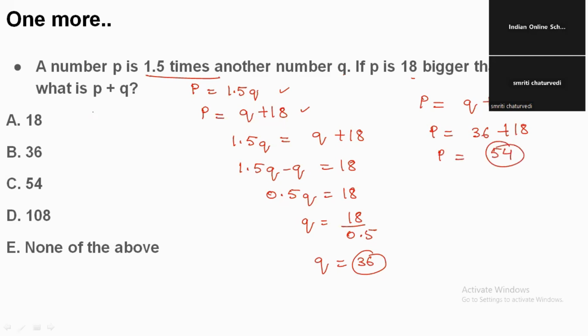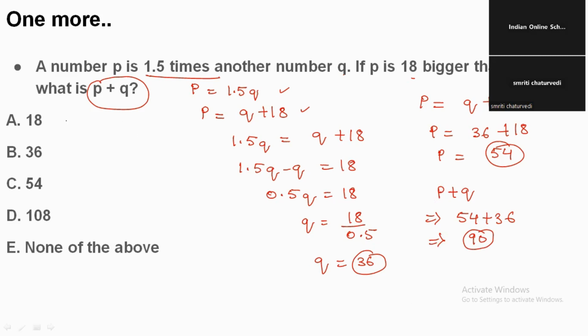Okay, now the question is asking what should be the value of P plus Q. So the value of P plus Q should be 54 plus 36, which is equal to 90. Correct. So the value of P plus Q should be equal to 90.